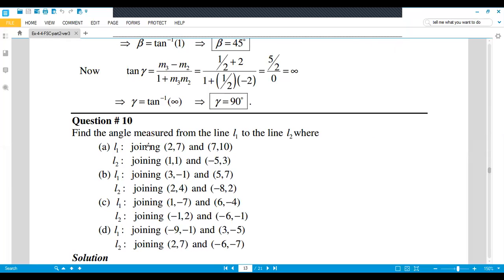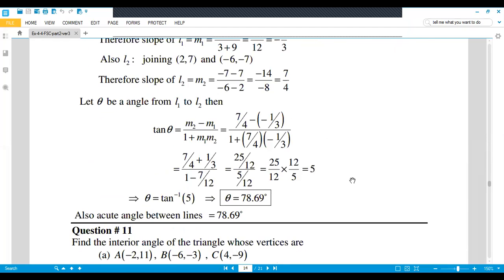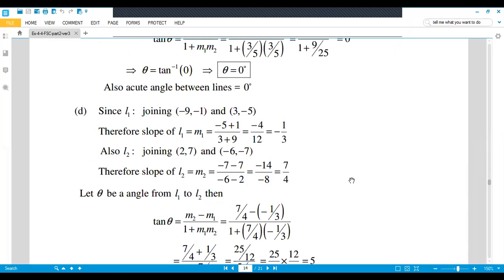Question number 10 is: find the angle measured from the line L1 to the line L2. It means you have been given two lines, and in each line you have been given 2 points, and you have to find the angle between these lines. So parts A, B and C, D are given, and according to the syllabus only parts B and D are included. B part you will do by yourself, and D part, because all these four parts have the same method, no change. L1 is -9, -1 and 3, -5.